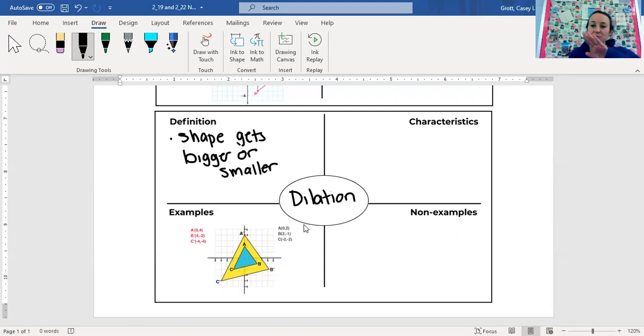So we've got translation where it slides, reflection where it flips, and dilation where the shape either gets bigger or it's going to get smaller. And we'll see some of both. Characteristics: again, it is going to increase or decrease proportionately in size. So it's going to be by the same amount. If we change one side, the other side's going to change in the same way.